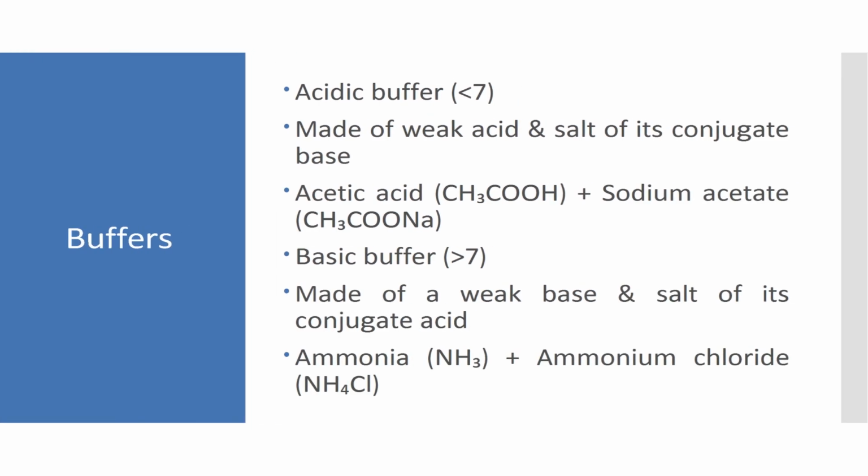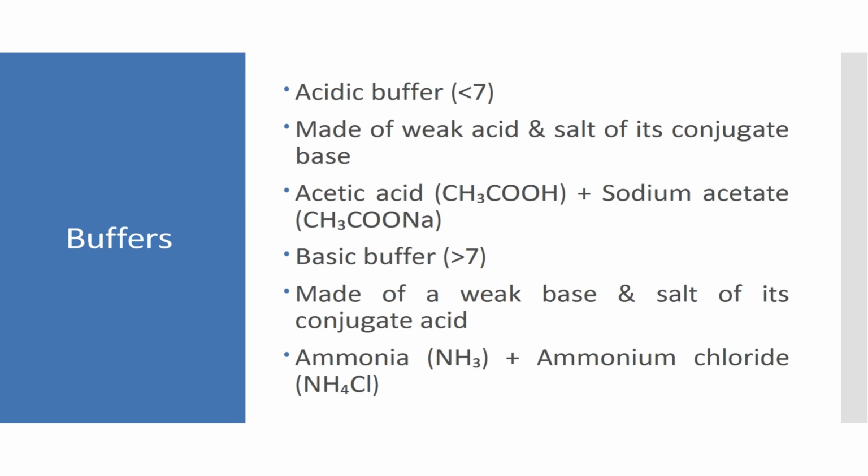Now let's move on to the two main types of buffers. First, we have the acidic buffer, which maintains a pH of less than 7. It is made of a weak acid and the salt of its conjugate base. A classic example is a solution of acetic acid, or CH3COOH, mixed with sodium acetate, CH3COONa.